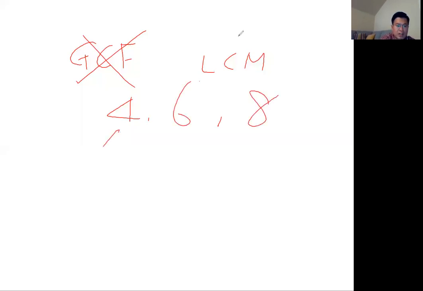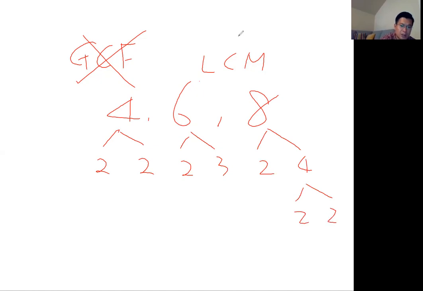Then you can just factor these out first. 2 and 2, the prime factors, then 2 and 3, and then 2, 2, 2. So you can see that the first one has two 2s, the second one has 2 and 3, and the third one has three 2s. To make the LCM, you have to have all the common factors together, and then add whatever unique factors each number has.